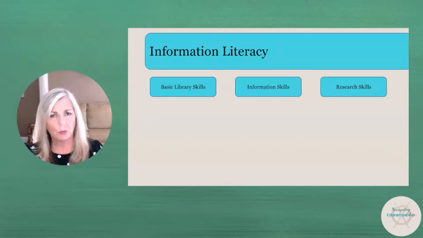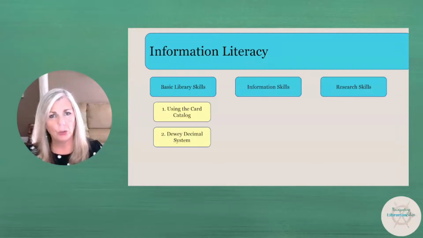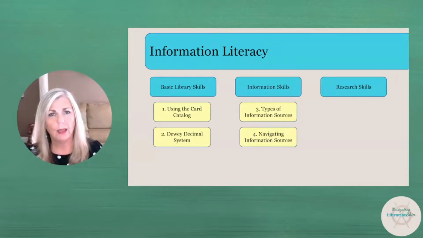Let's take a minute to recap where we are. Under the focus topic of information literacy, we have covered 5 of the 19 things to teach in your school library. Number 1, using the card catalog. Number 2, the Dewey Decimal System. Number 3, understanding types of resources. Number 4, using or navigating those resources. And number 5, understanding copyright.